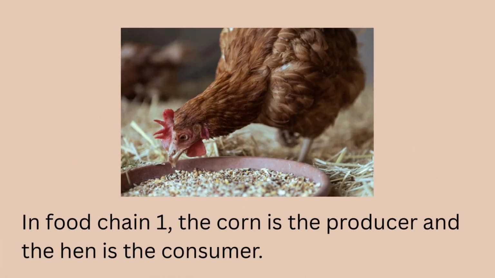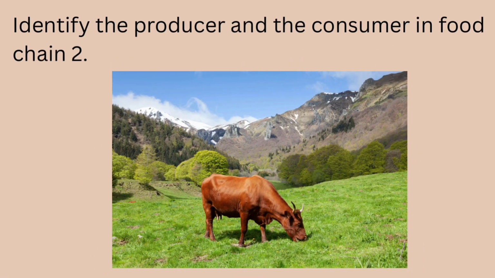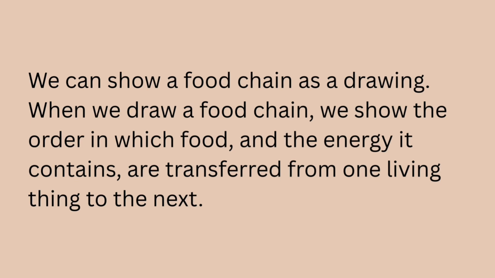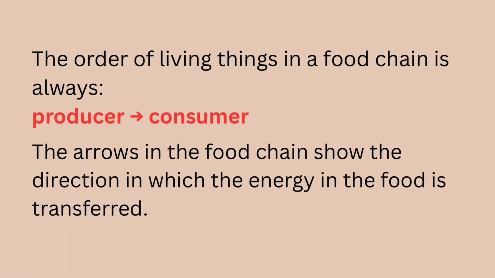Look at the examples. In food chain 1, the corn is the producer and the hen is the consumer. So let's look at picture number 2. Identify the producer and the consumer in food chain 2. Can you identify it? We can show the food chain as a drawing. When we draw a food chain, we show the order in which food and the energy it contains are transferred from one living thing to the next. The order of living things in the food chain always goes from producers to the consumer. The arrows in the food chain show the direction in which the energy in the food is transferred.